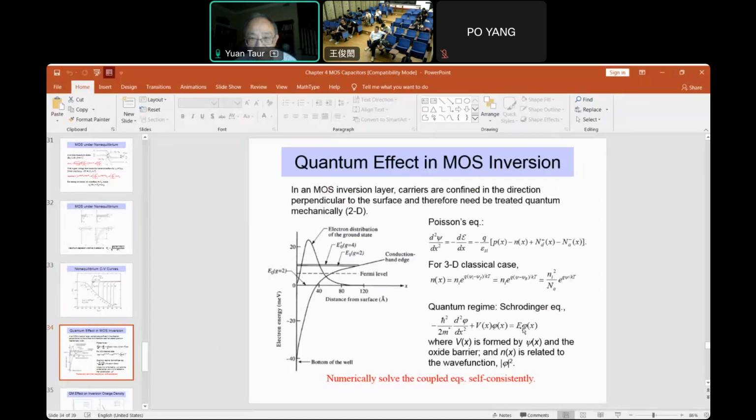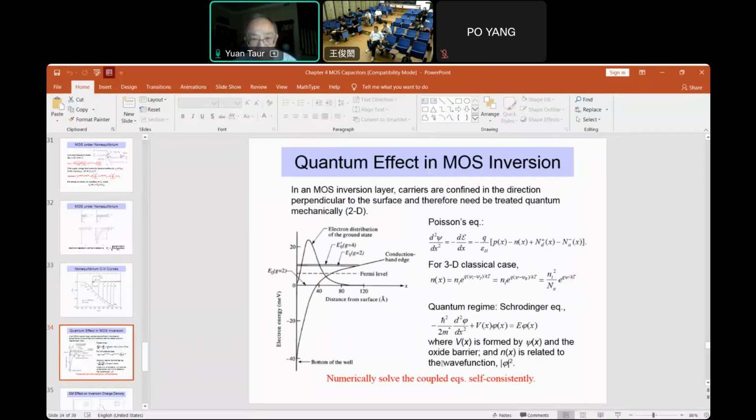Instead, we use the Schrödinger equation and the magnitude of the wave function to determine the electron density. On the other hand, this Vx is the potential, the same as the psi. The electron sees this potential, the same as the potential we defined. So that's how the Poisson and Schrödinger equations got coupled together.